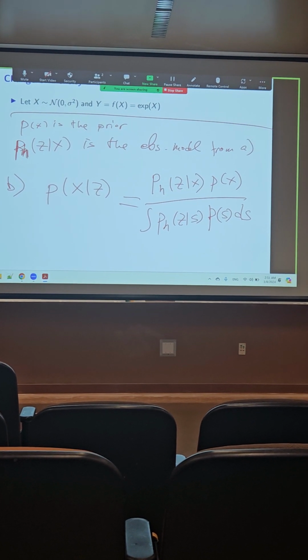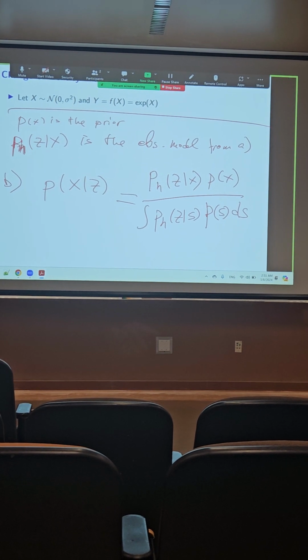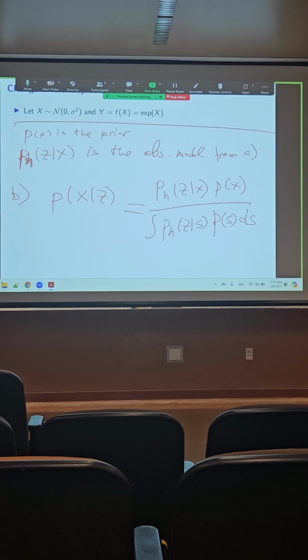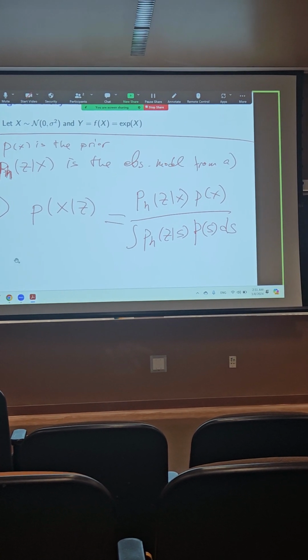The p(x), is that coming from the motion model they gave us? That's given. Yeah, p(x) is lambda times e to the minus lambda x. Oh, okay. Yeah, p(x). Oh, yeah, sorry.